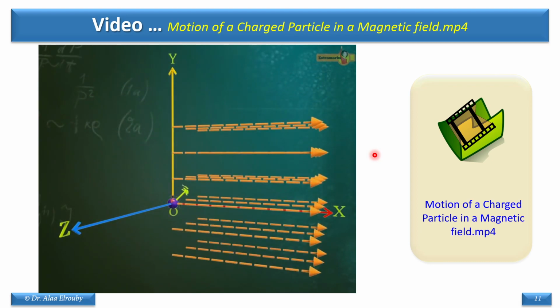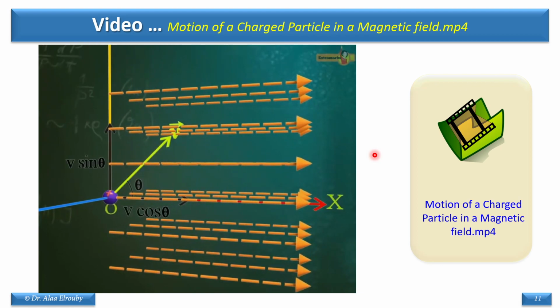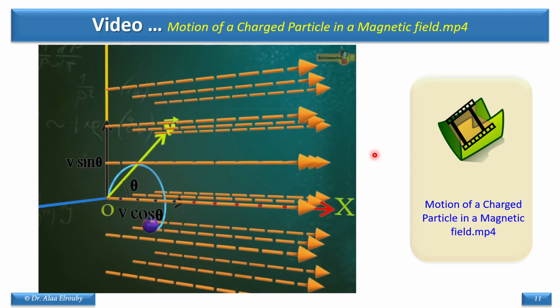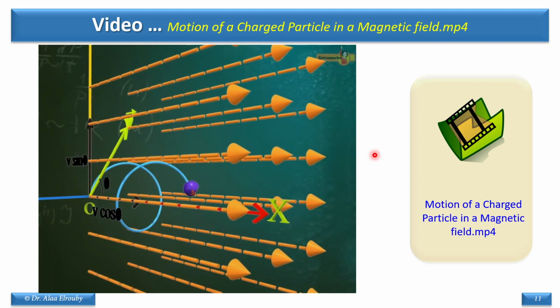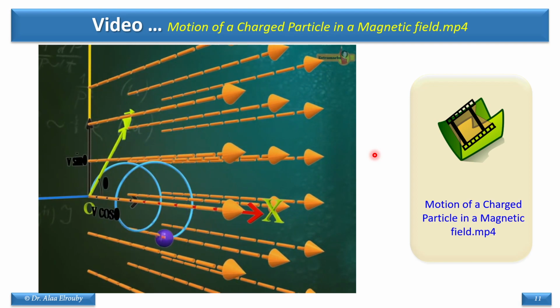The charged particle moves at an angle theta to the magnetic field. The velocity v can be resolved into two components: v sin theta perpendicular to the field and v cos theta parallel to the magnetic field. Due to the perpendicular component of the velocity, a force F acts perpendicular to B and to v sin theta. This force causes the charged particle to move along the circular path.